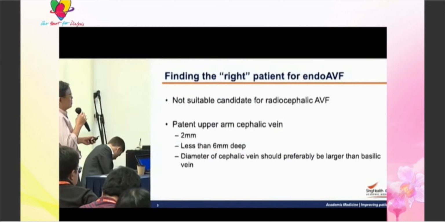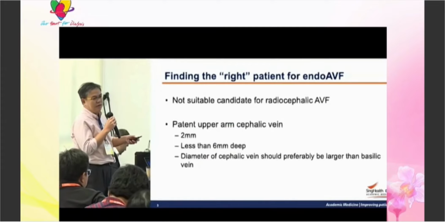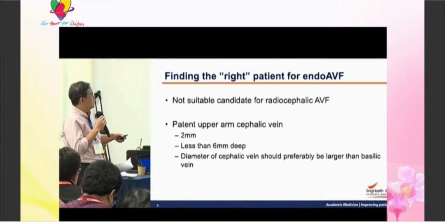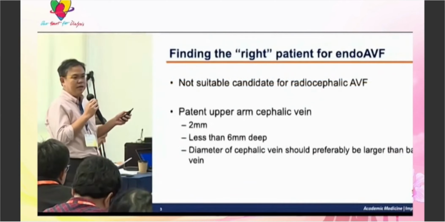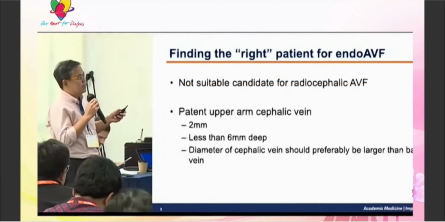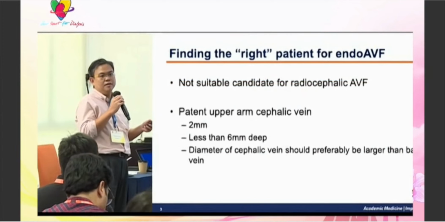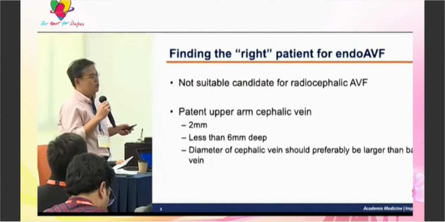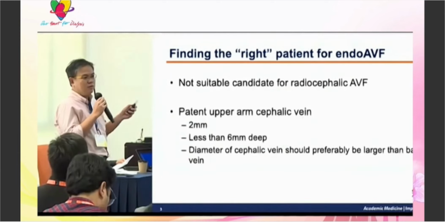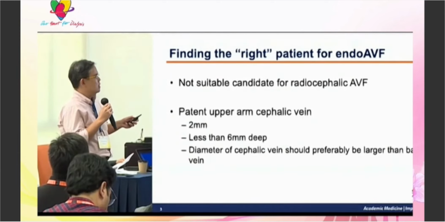Generally, we look for patients who are not suitable candidates for radiocephalic AVF, and we look for the rule of 2 that we have heard of. Importantly, we need to make sure that the veins are less than 6 mm deep, because you can have a successful AVF that's created, but the nurse can't cannulate it. So focusing not just on the 2 mm, but also the depth is important in finding the right patient.